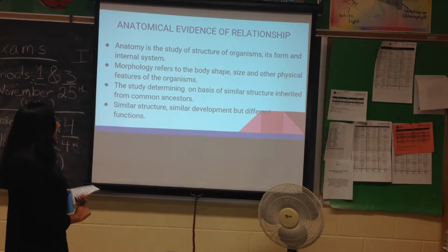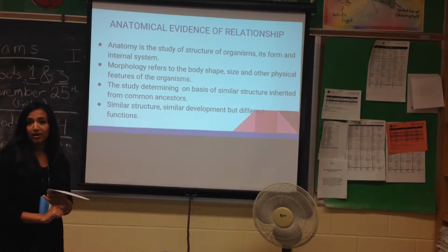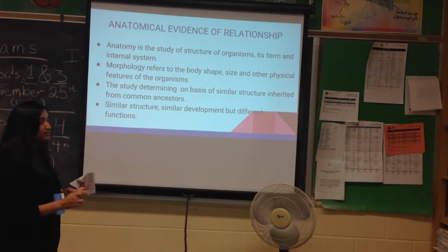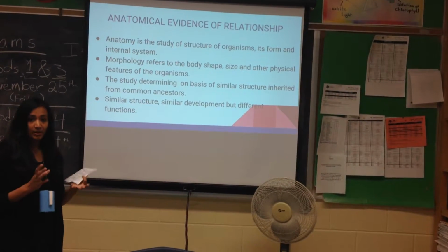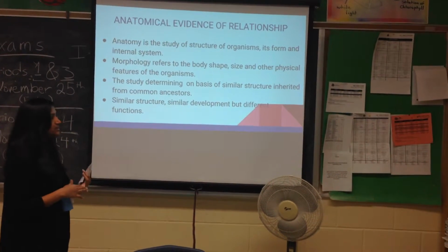Now, for the anatomical evidence of relationship, anatomy is the study of the structure of the organism. So the study is determined on the basis of similar structures inherited. If you see two species looking similar, they will fall under the same category of the ranks in the taxonomy.